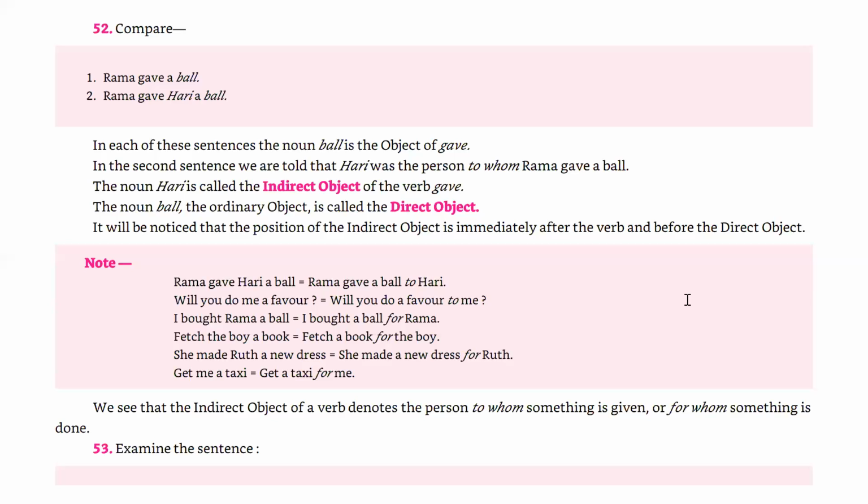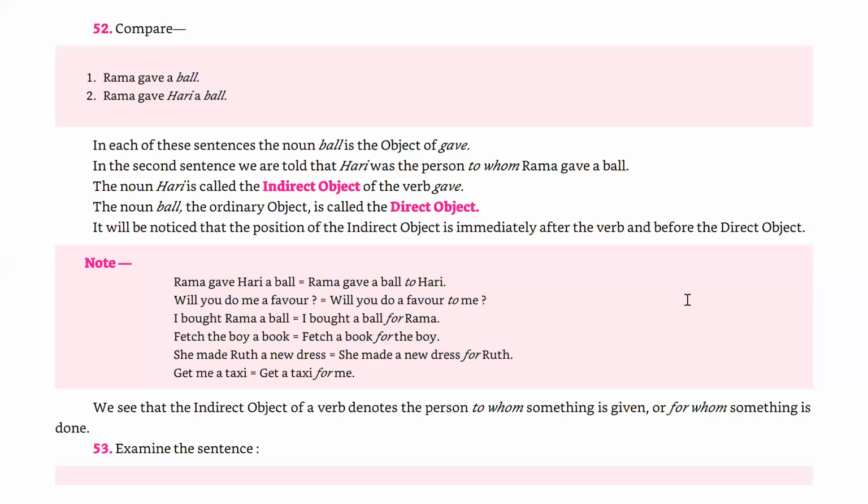Ram gave Hari a ball. I can also speak it like Rama gave a ball to Hari. Will you do me a favor? I can also speak it like, will you do a favor to me? I bought Rama a ball. I can also speak it, I bought a ball for Rama. Fetch the boy a book. I can also speak, fetch a book for the boy. Both of them are correct sentences. They have the same meaning. But the first one, Rama gave Hari a ball, is ditransitive verb.